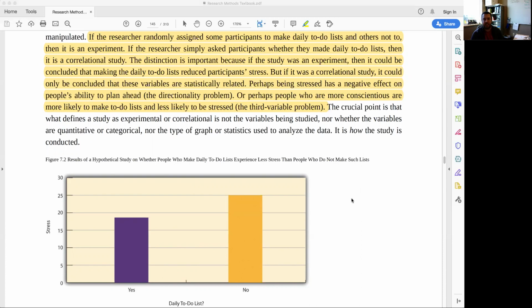Perhaps being stressed has a negative effect on people's ability to plan ahead. So then it's not that making lists makes people less stressed. It's actually that those who are less stressed have the foresight to make lists in advance. Or perhaps people who are more conscientious are more likely to make to-do lists and less likely to be stressed. And there you have a third variable. It has nothing to do with the list. It has more to do with personality. So when you show an image like this, it's going to be taken in a wide variety of ways. You need to understand the story behind it, because the way they conducted the study will greatly change what this chart is actually showing us.